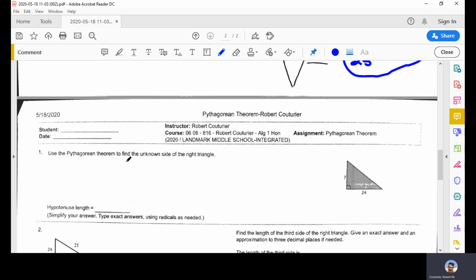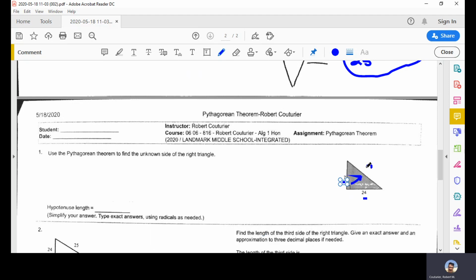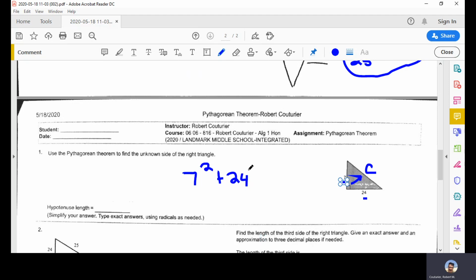Okay, let's look at some of the examples you're going to see in your homework. It says, use the Pythagorean theorem to find the unknown side of the triangle. Okay, so we have one side here, and we have one side here. And we notice that this is a right angle. So what's always opposite our right angle? C, the hypotenuse. All right, so we have 7 squared plus 24 squared equals C squared.